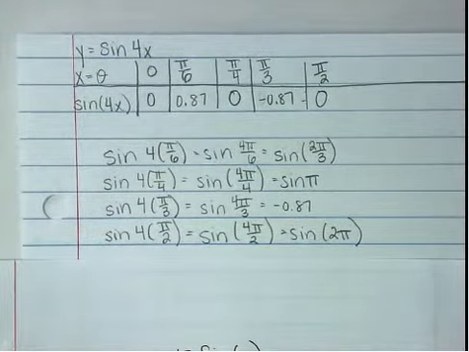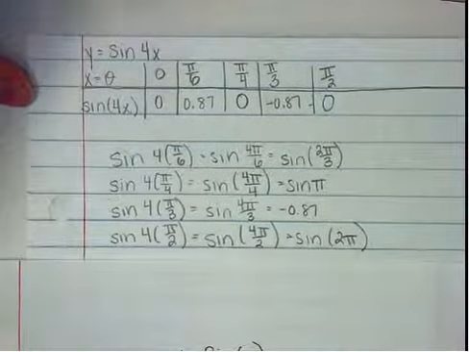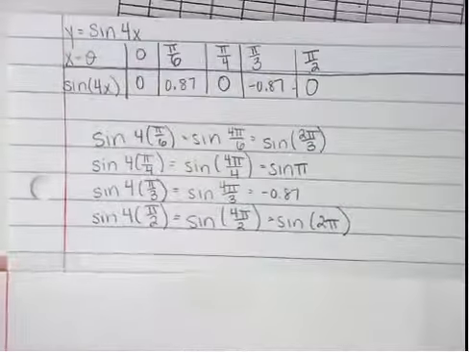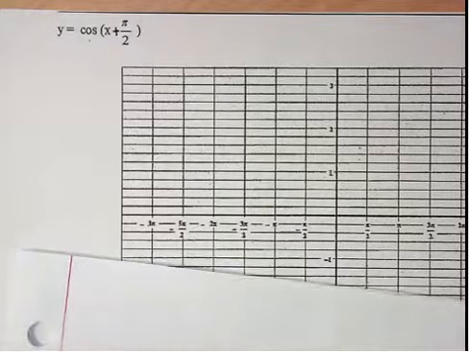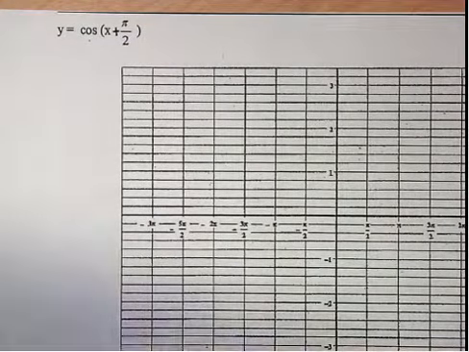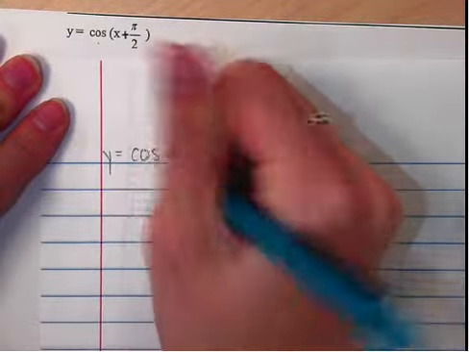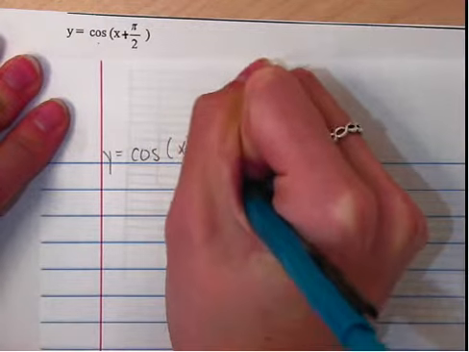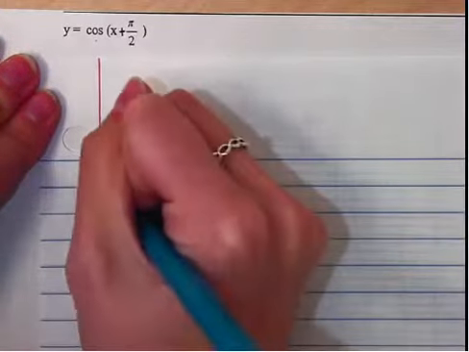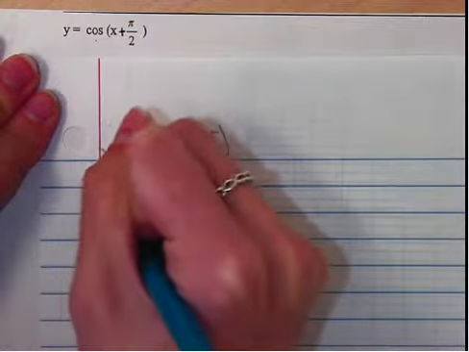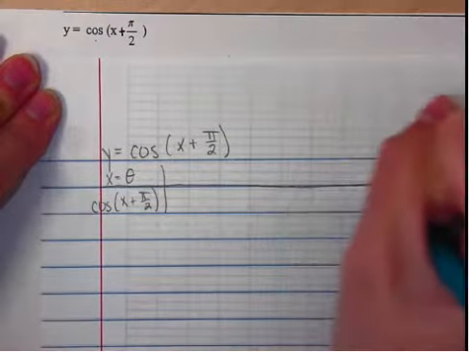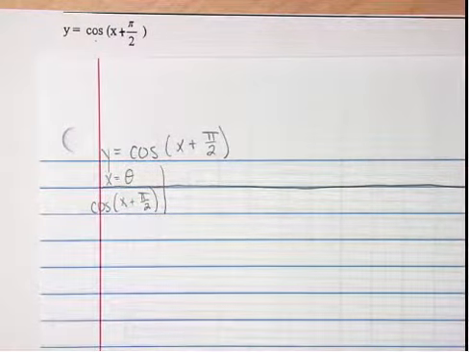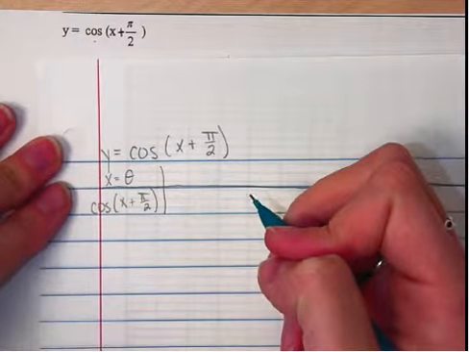The next type of equation that we have is a value adding or subtracting to our theta. This is cosine x, so I'm going to use my paper for cosine. So y equals cosine of x plus pi over 2. So we're going to add pi over 2 to our theta. This is exactly like substituting into an equation, except now we're taking the trig value afterwards.